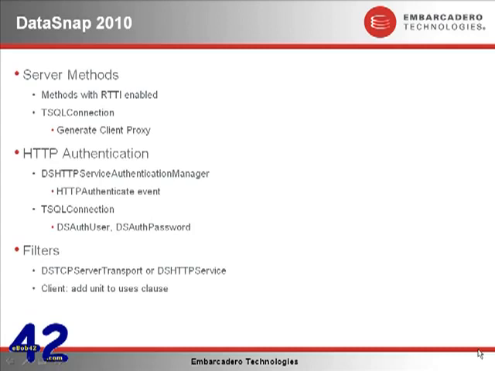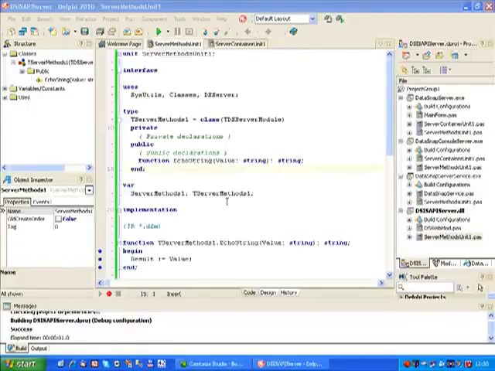I will now show how we can add custom server methods to the server methods module of a DataSnap 2010 server, and how we can use them using a TSQLConnection in a DataSnap application client by generating a client proxy. After that, I will demonstrate HTTP authentication as well as filters to enhance both the servers and the clients. So let's continue with our DataSnap server targets.